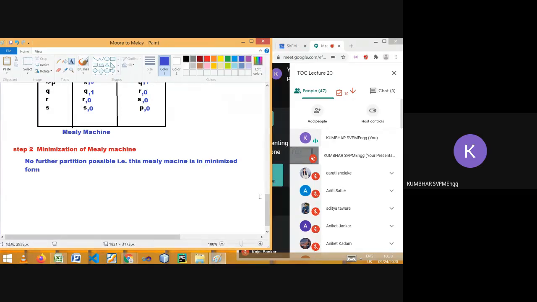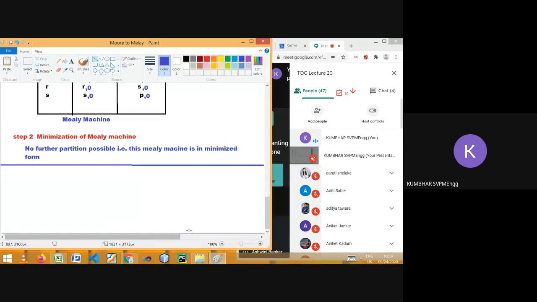Is it okay for you? At least the conversion? Yes, sir. It is very easy. Simply you have to remove the outputs and move the outputs into the entries. Great. So let's move to the next part.